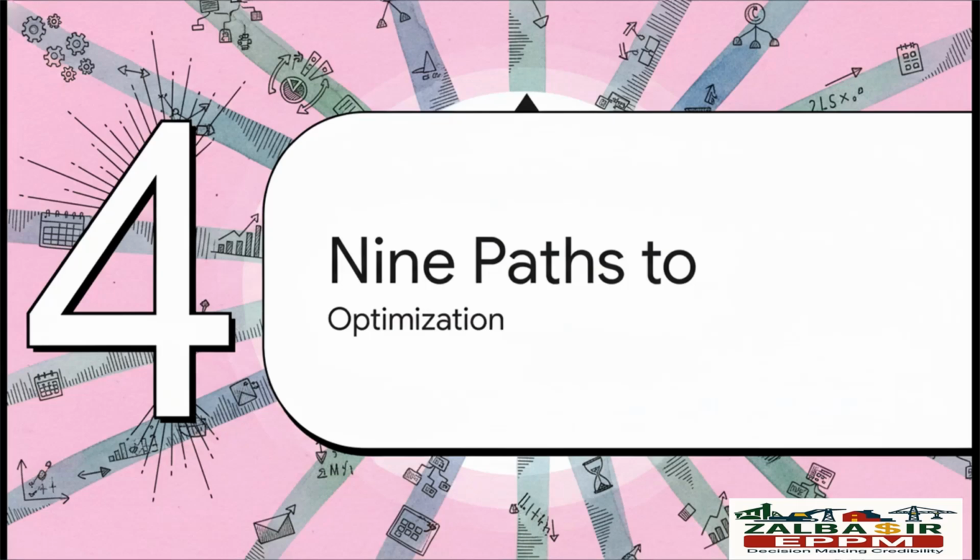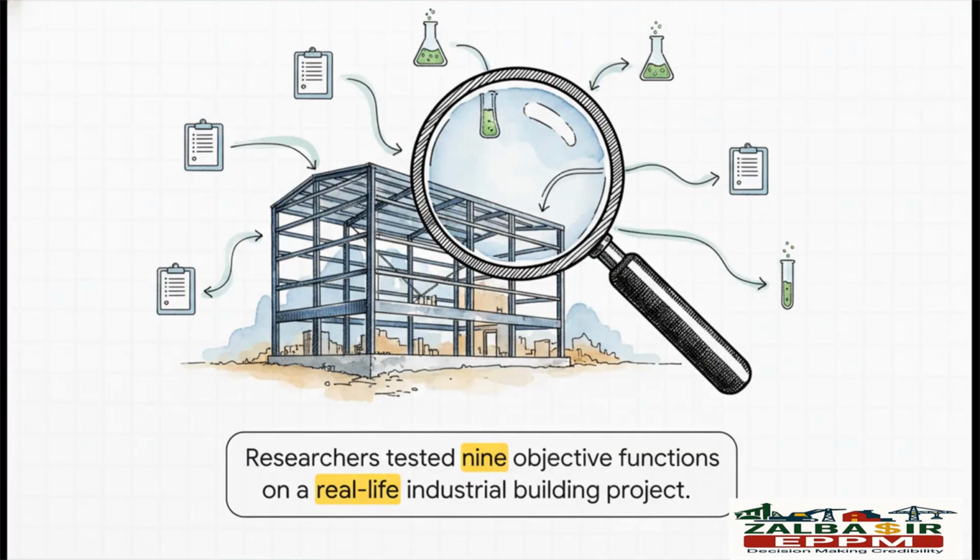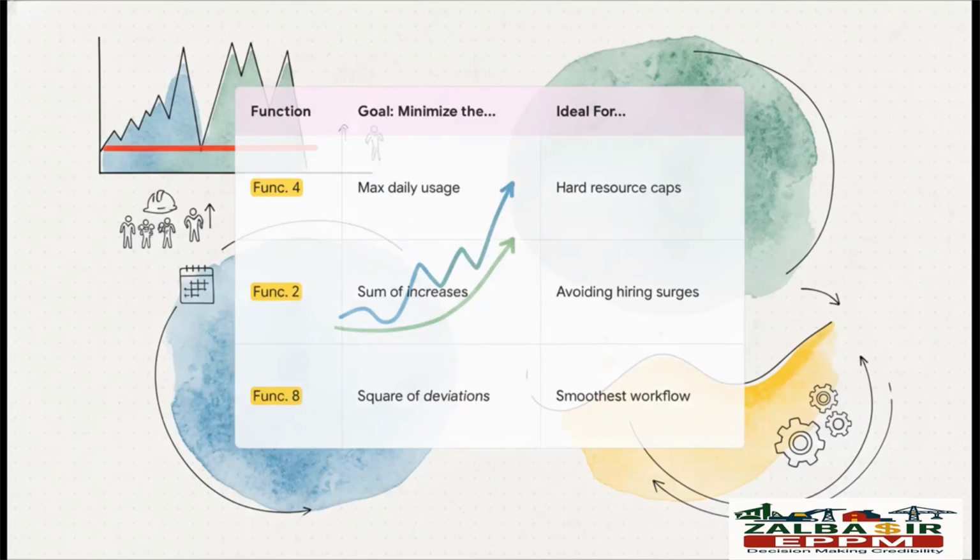9 different mathematical paths to a destination we all thought was the same. And to see if this was just some theoretical academic debate, they did something really smart. They applied all 9 of these objective functions to a real-world project, the construction of a steel-framed industrial building. They took that one project and leveled it 9 separate times, each time telling the algorithm to chase a different definition of best. So let's look at just 3 of those 9 to see how wildly different they are.